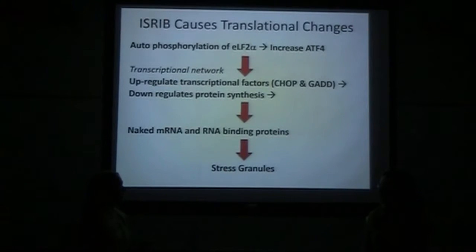talked about your CHOP and your GAP, and it downregulates your protein synthesis. That leaves you with your naked mRNAs and RNA binding proteins, which eventually leads to the formation of your stress granules. Now, the stress granules, as we said before, are what lead to your inability to go from your short-term to your long-term memory.